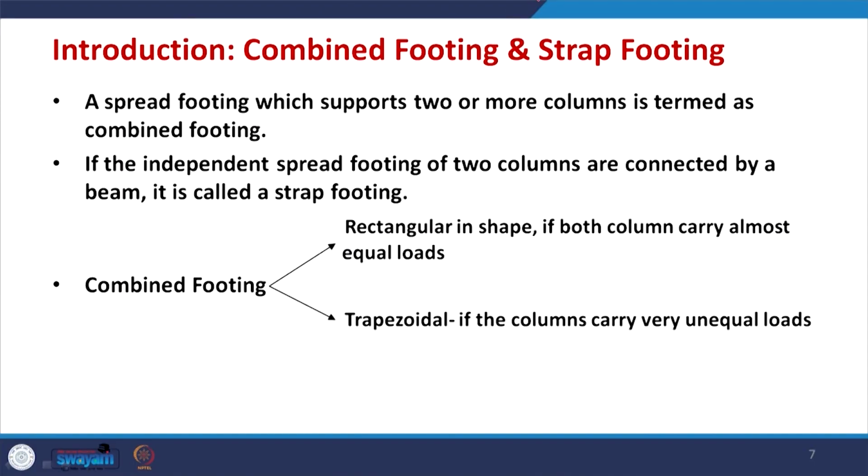When we talk about combined footings, in general there are two types. One is what we call combined footings, which is a spread footing which supports two or more columns. If the distance between two columns is large, then the independent spread footings of the two columns are connected by a beam or a strap, and then it is called strap footings.